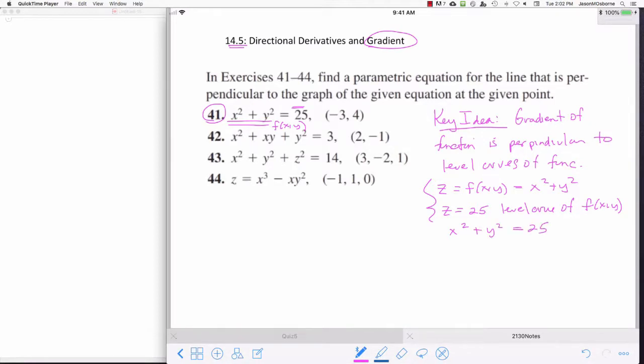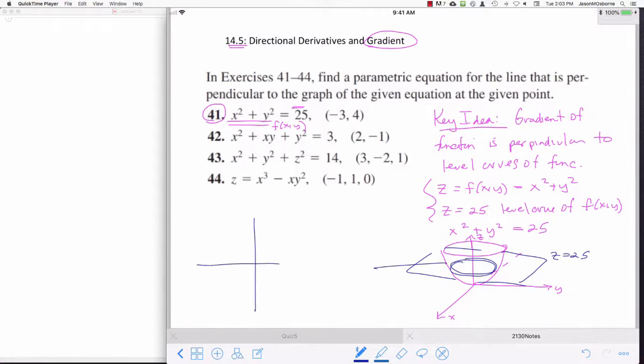Okay, now we can get a typical sketch of this problem. We know that x squared plus y squared is a paraboloid. There's the xy plane, and here's the z-axis. Okay, and we've gone to the z equals 25 level. That will cut out a shape, and that shape is x squared plus y squared equals 25, which is a circle of radius 5. Okay?